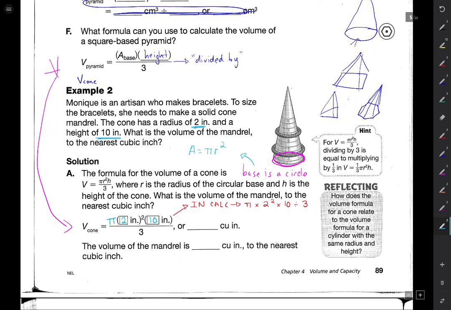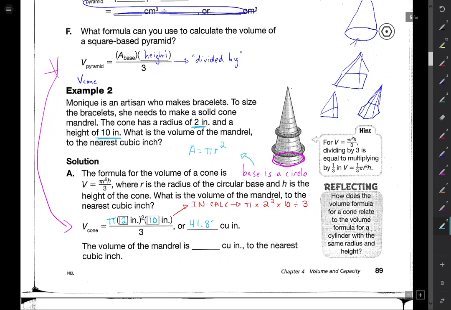If you plug that into your calculator correctly, you should get that the volume is 41.887 inches cubed, or cubic inches. That's what this says here. So the volume of the mandrel is, let's round this to 42 inches cubed.